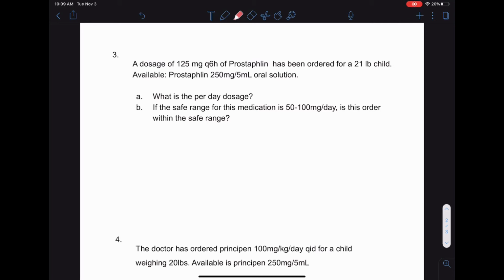So, looking at the problems, 125 milligrams every 6 hours has been ordered for the 21-pound child. Now, this is a little tricky because you say, okay, I've got this order. We've been doing these weight-based problems.